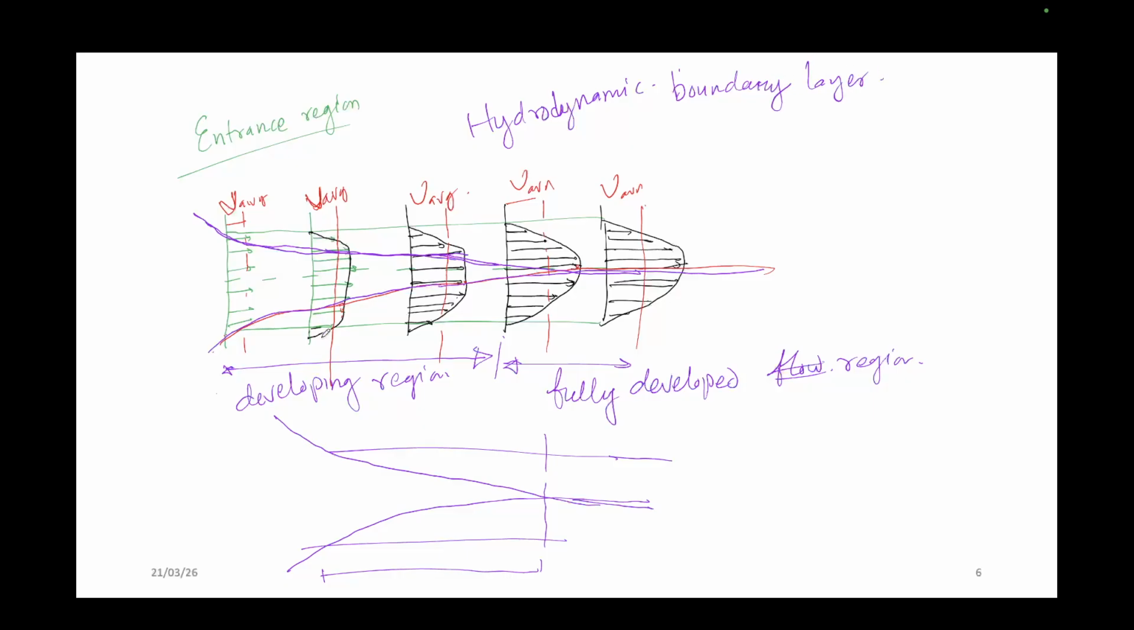So the main thing is that inside a fluid, inside a tube, if the fluid is flowing, what will happen after a certain length? The profile of the fluid should be parabolic, and from this point we consider it a fully developed flow. Why is the fully developed flow necessary?